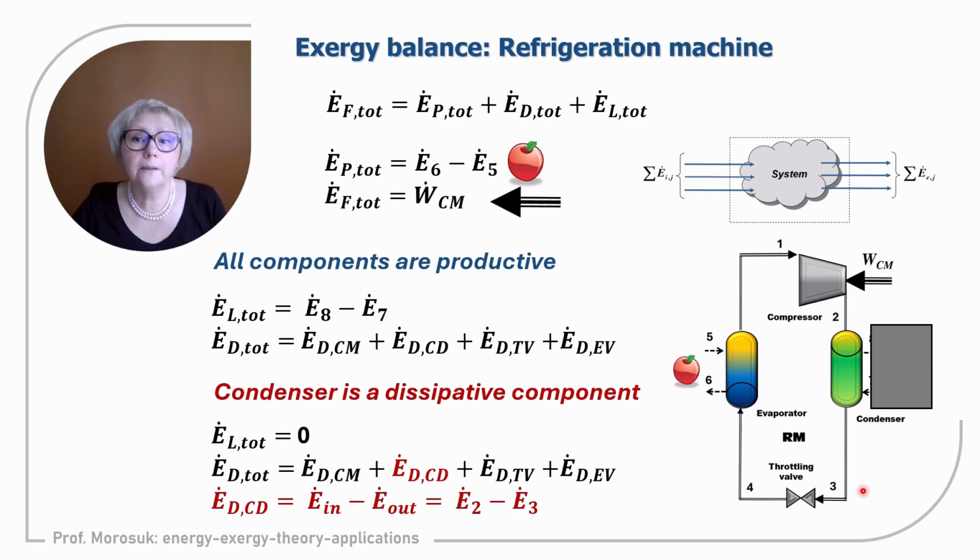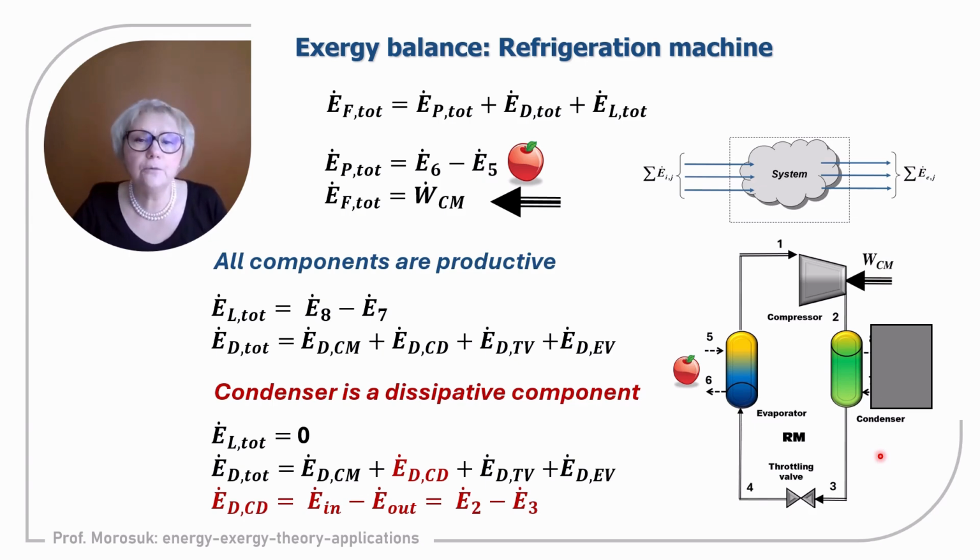So now we have no losses of the overall system, because losses of the overall system are charged to exergy destruction within the condenser, and the condenser is a dissipative component. For my own research, I never treat the condenser as a dissipative component for simple refrigeration systems, because in this way we will miss information about irreversibilities within the condenser because of heat transfer, and we cannot improve the condenser.